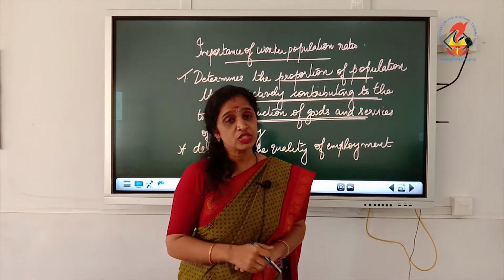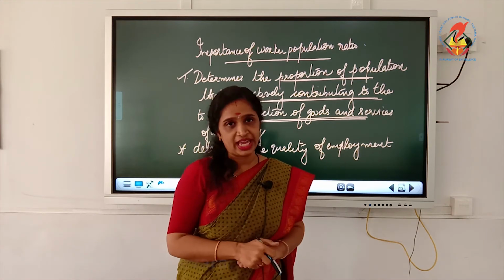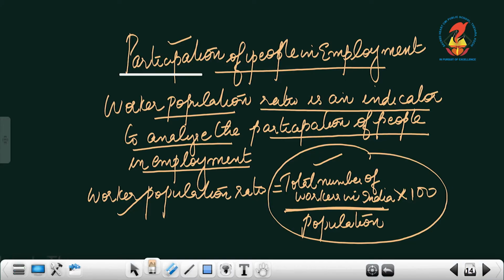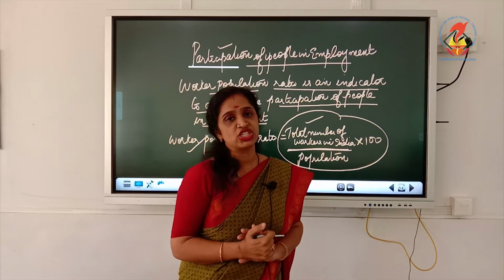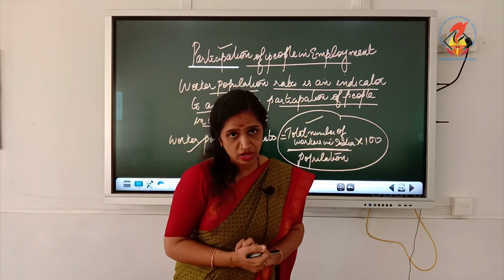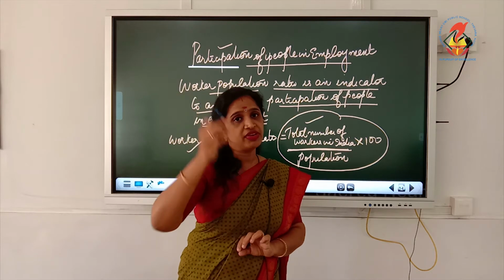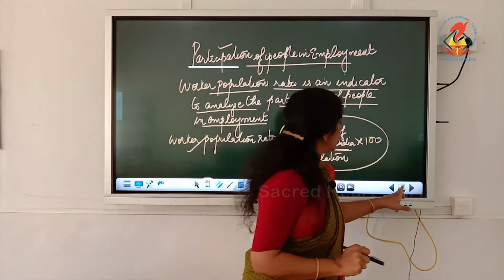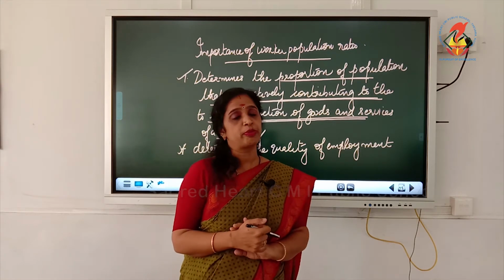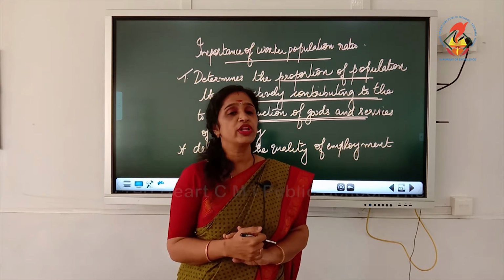So, depending on the value that we get by using the formula, total number of workers in India divided by the population in India into 100, we will be getting a numerical value. If that proportion is high, we can find people who are contributing to the goods and services is very high. If it is less, we can find that the proportion of people who are involved in the contribution of goods and services is less.